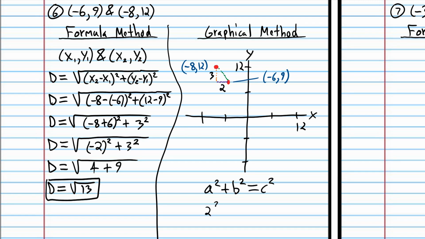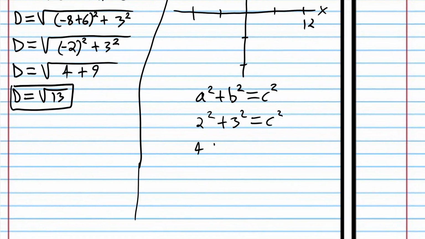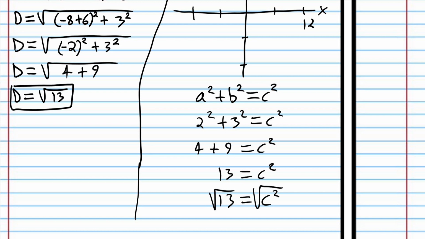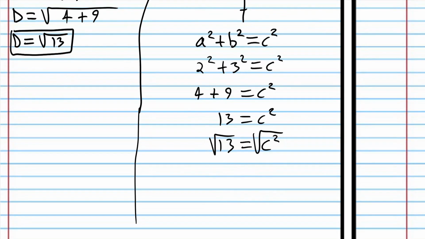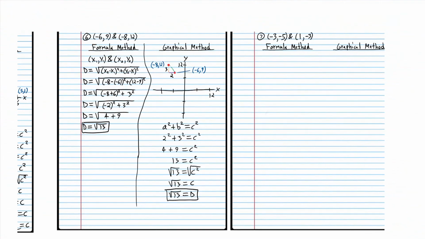And we have 2 squared plus 3 squared is equal to c squared. 2 and 3 are the legs of that right triangle. So we have 4 plus 9 is equal to c squared. And c squared is equal to 13. We don't care about c squared. We want c. So we have to get rid of that second power. And we get square root 13 is equal to c, and you can just change it to d because we're ultimately looking for the distance. And so if you got square root 13, good job.